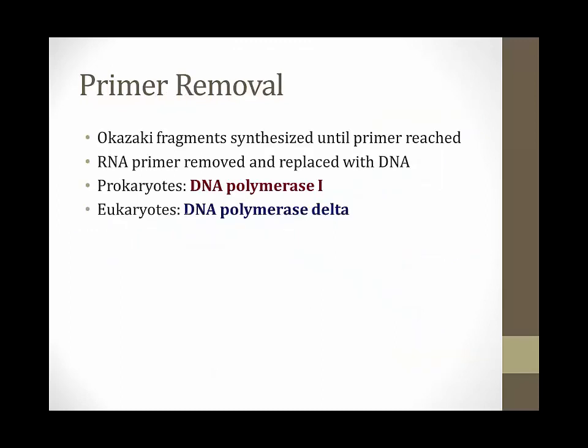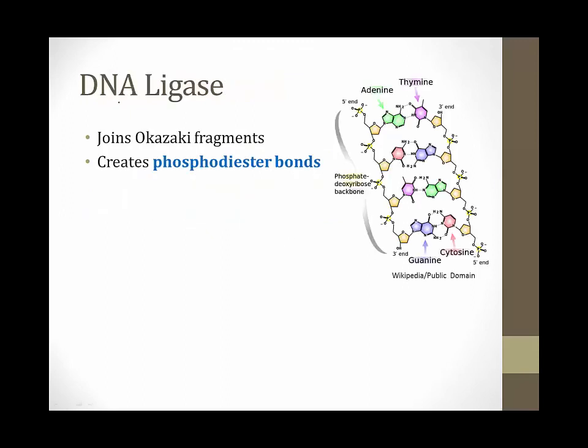Let's talk about how primers are removed. As we saw in the last slide, for the lagging strand, there are a number of primers. The Okazaki fragments are individually synthesized until a primer is reached, and then the RNA primer is removed and replaced with DNA. In prokaryotes, this role is carried out by the enzyme DNA polymerase I. In eukaryotes, it's carried out by DNA polymerase delta. Once the primer is removed and replaced with DNA, DNA ligase joins Okazaki fragments together in the lagging strand.